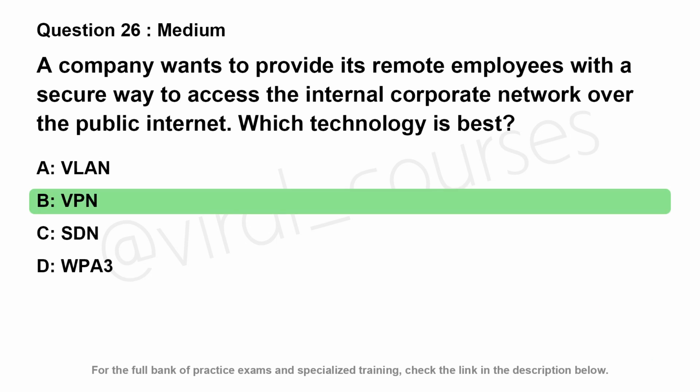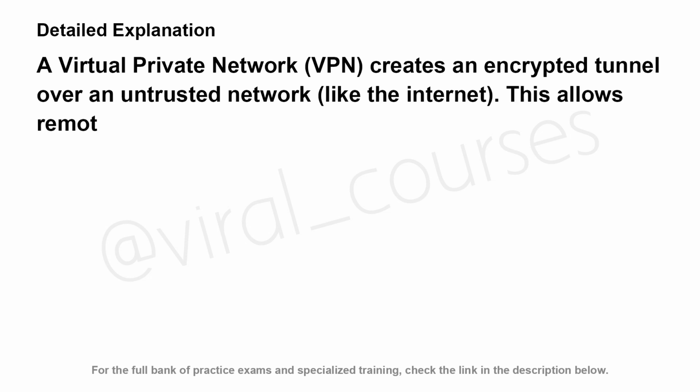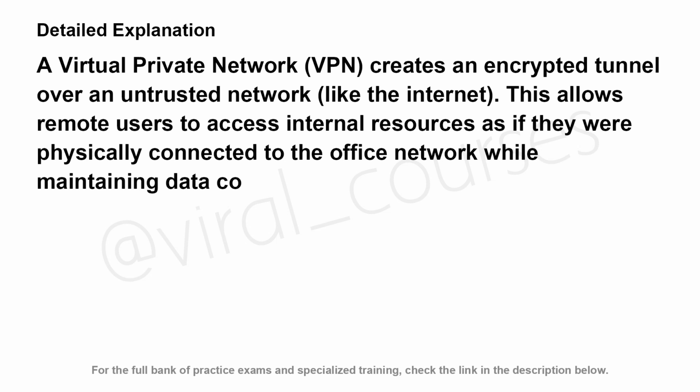The correct answer is B. A virtual private network, VPN, creates an encrypted tunnel over an untrusted network, like the internet. This allows remote users to access internal resources as if they were physically connected to the office network while maintaining data confidentiality and integrity.